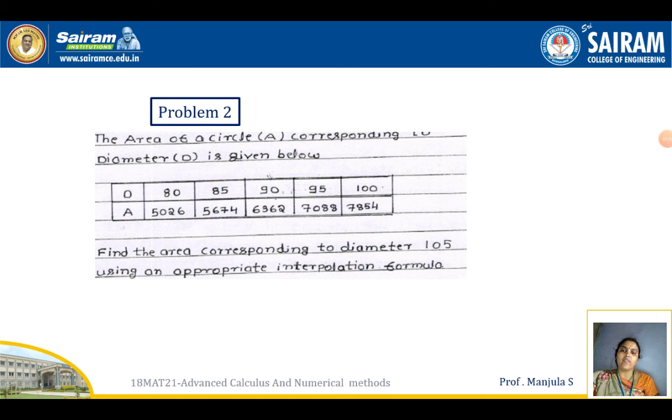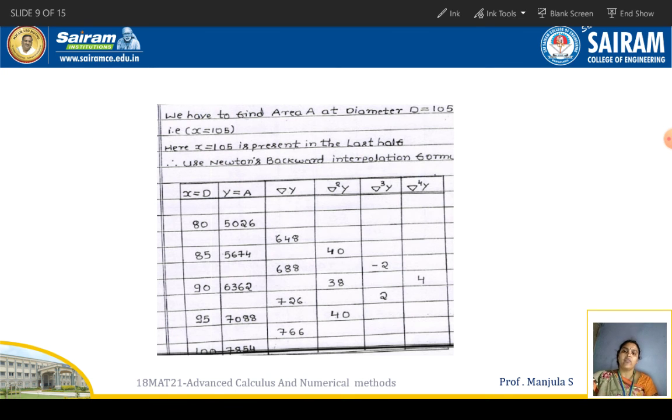The area of a circle A corresponding to the diameter D is given by, so diameter and then area they have given some values. Find the area corresponding to the diameter 105. It means we have to find the value of y at x equals 105 using an appropriate interpolation formula; it is not mentioned whether forward or backward. So D is 105. It means that the value is very near to the last value of x, that is 100. So we'll use the backward difference formula. This is outside the range, so it will become an extrapolation.